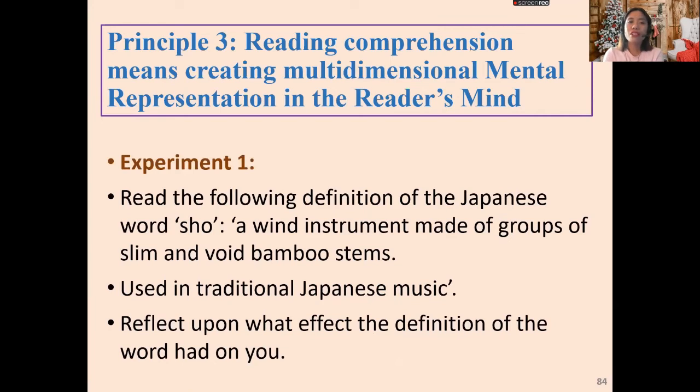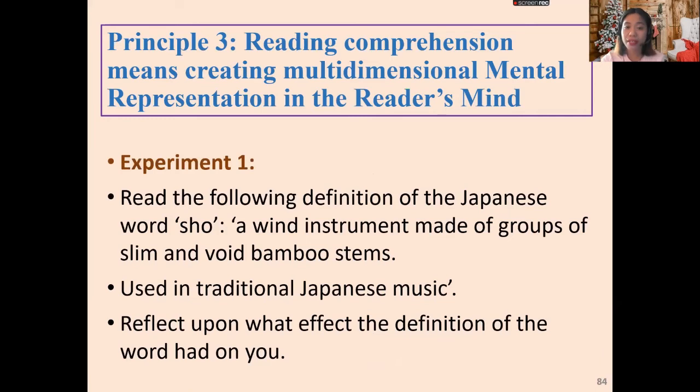Principle 3, reading comprehension means creating multidimensional mental representation in the reader's mind. So kinahanglan na ay mental representation. Experiment 1, example. Read the following definition of the Japanese word sho. A wind instrument made of groups of slim and hollow bamboo stems. So with that, you are creating now a mental representation. Kaya mo man siyang describe, and that is used in traditional Japanese music. Reflect upon what effect the definition of the word had on you.